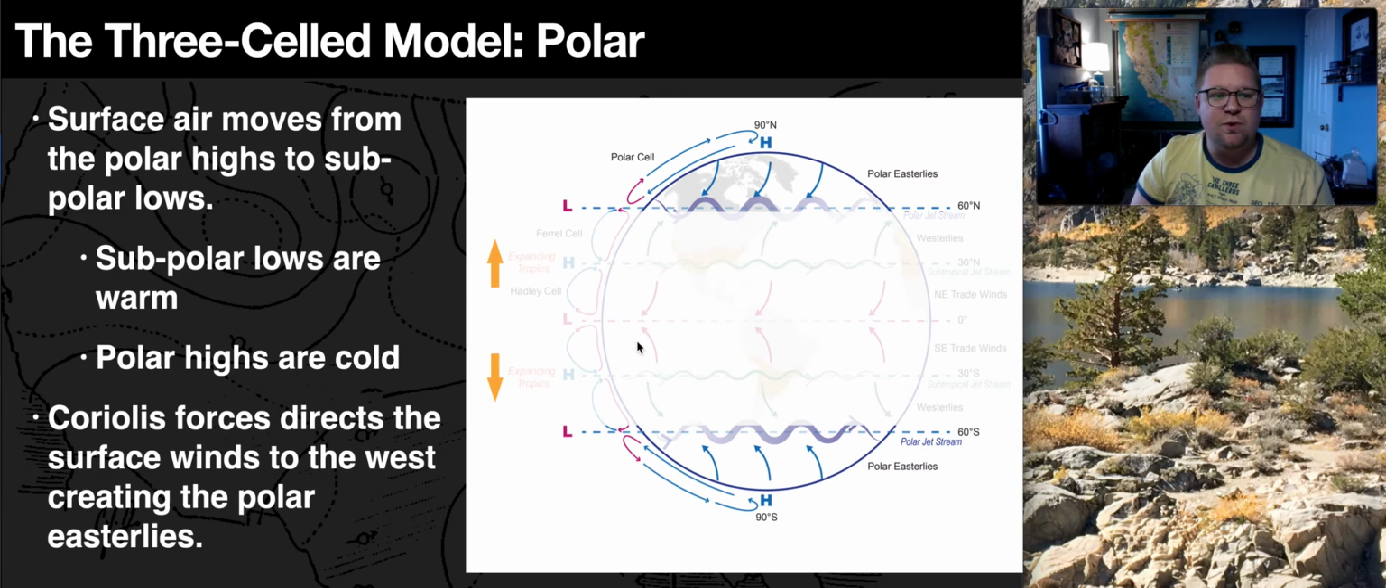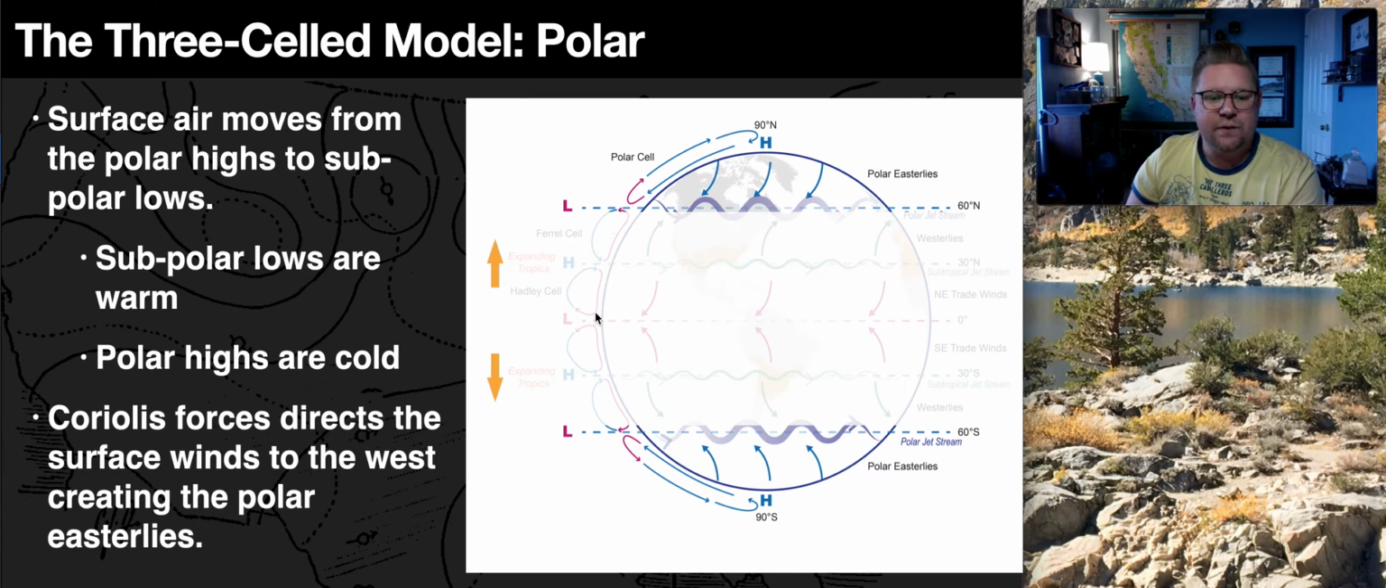Surface air moves from polar highs to subpolar lows. Subpolar lows are relatively warm, polar highs are cold. The Coriolis effect directs the surface winds to the west, creating the polar easterlies. So we can see there's this pattern in which the air is moving.